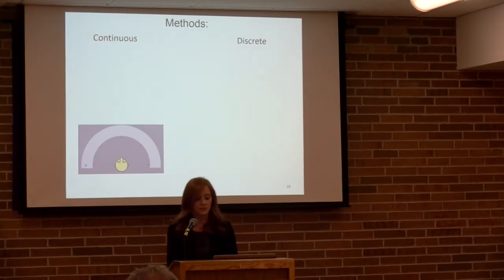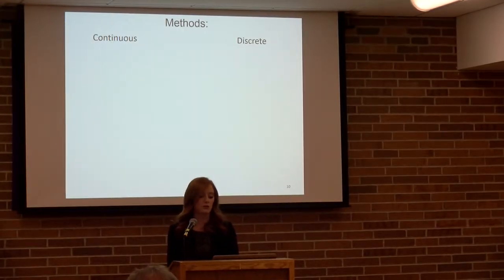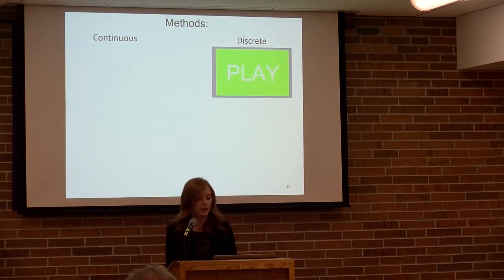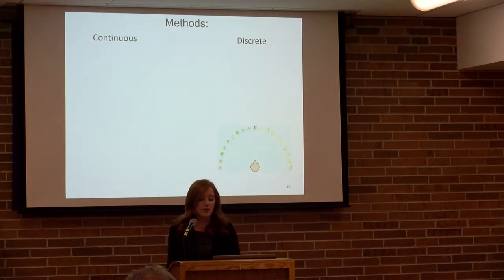The second condition the children were tested in was the discrete condition. In the discrete condition, each speaker has a corresponding symbol. The child again selects the play button from the touch screen, the sound is played, and then the child selects the symbol that corresponds to the location of the sound source. Each trial, the child is given feedback where the correct speaker location is revealed.